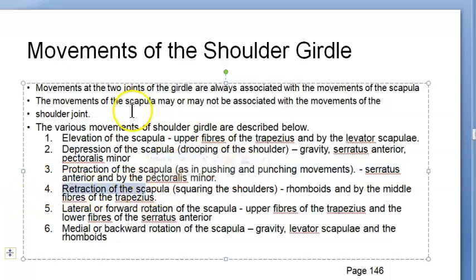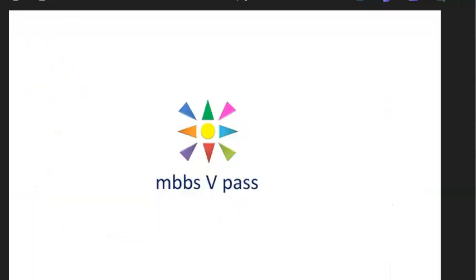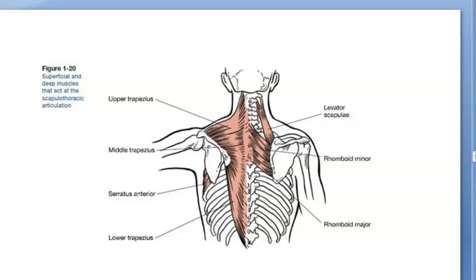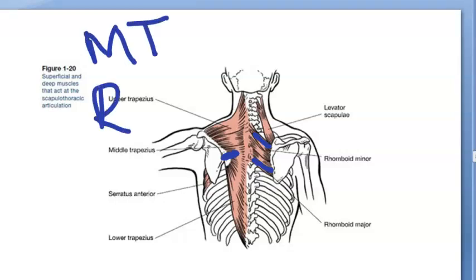Retraction of scapula, squaring of shoulder. What do you think will be required for that? Don't worry, it is very easy. Look at the movement. The movement is something like this, right? So which muscle is there here? They have shown the upper part of the middle fibers of trapezius, and then rhomboid minor and rhomboid major. So I will say that it is middle fibers of trapezius, rhomboid minor and rhomboid major.